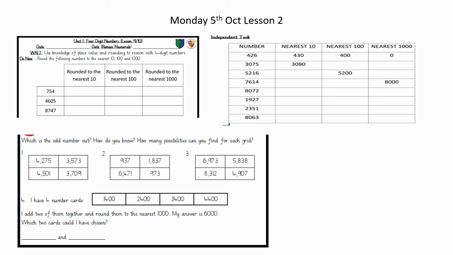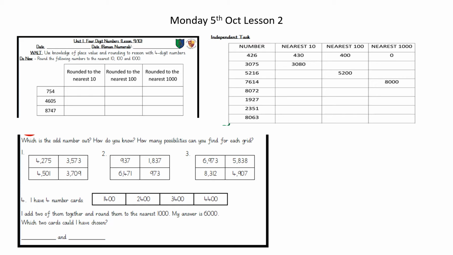Just remember your rhyme. Find the place, look next door, 5 or higher, add 1 more, 4 or less, let it rest. Your independent task is similar to your do now, except you've got a lot more numbers. I've given some of the answers in for you, but you need to check. I might be fibbing and some of them might be wrong. See what you think, whether I've been kind and given you the correct answers or whether I've been mean and given you some that you need to spot my mistakes.